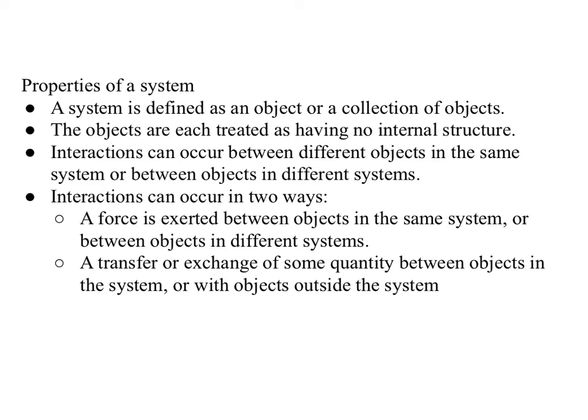Interactions can occur between different objects in the same system or between objects in different systems. And interactions occur in two ways. A force can be exerted between objects in the same system or between objects in different systems. Or there can be a transfer or exchange of some quantity between objects in the system or with objects outside the system. I know it's a little fuzzy and it will get a little better as we go on, but basically we're saying that you can interact by either exerting a force or by actually changing the quantity of something.